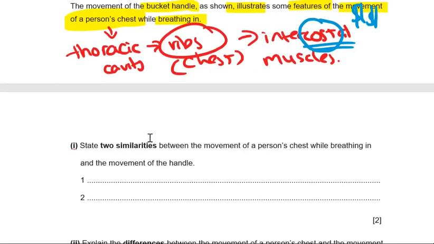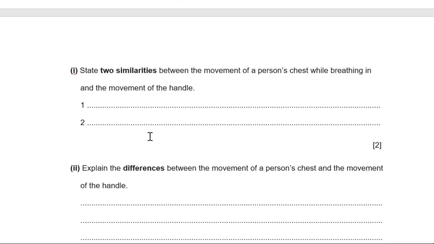Okay, state two similarities between the movement of a person's chest while breathing in, and the movement of the handle. So just now the movement of the handle was going upwards, right? And that is pretty much similar to the movement of the chest. So there are a few answers you can go through here.